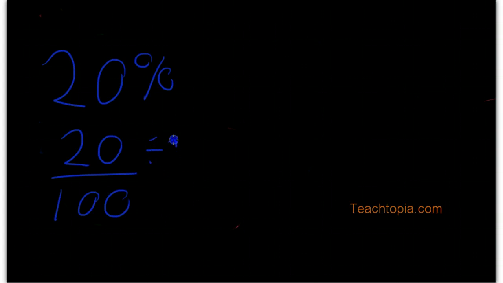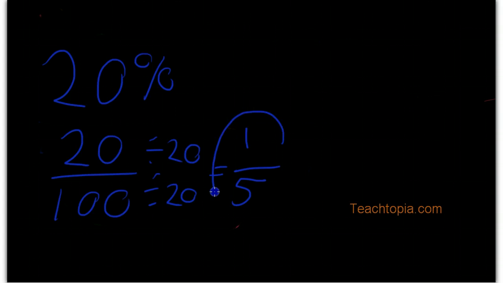So we're going to divide by 20, both the top and bottom, both the numerator and denominator. And 20 here goes in one time. 20 here goes in 5 times, so 20% is the equivalent of 1/5. All right, let's do another scenario.